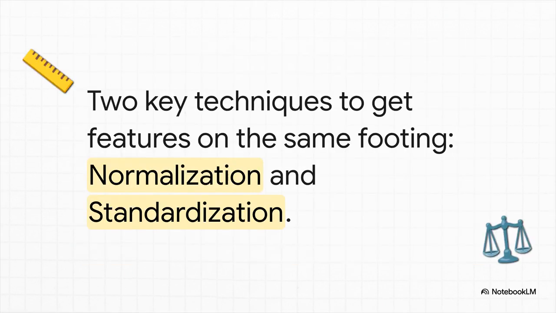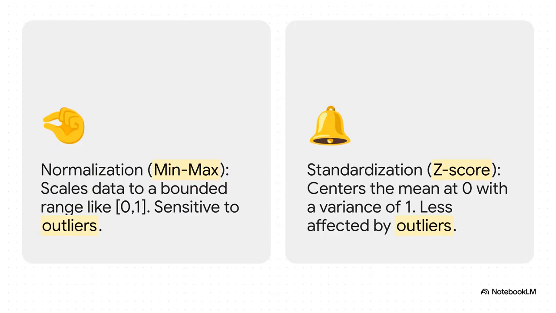Now, to get this balance just right, data scientists have two main techniques they turn to all the time. The first is called normalization, and the second is standardization. They both try to get your data onto a common scale, but they go about it in slightly different ways. Okay, so let's break this down. Normalization, which is also called min-max scaling, basically just squishes all your data into a really tight fixed range, usually between 0 and 1. This works great, but it has a weakness. It can be really sensitive to outliers. One single extreme value can kind of mess up the whole scale for everything else.